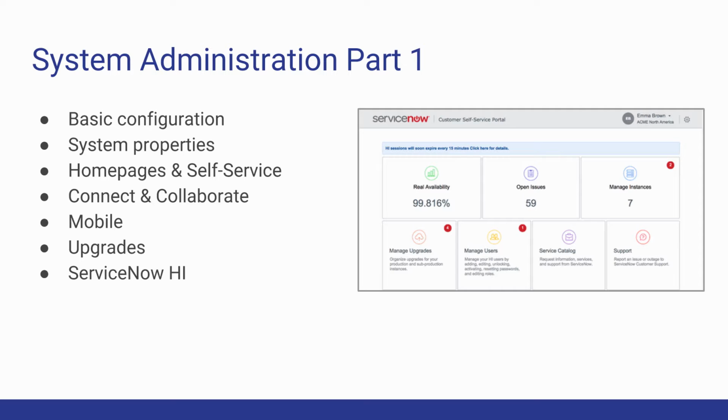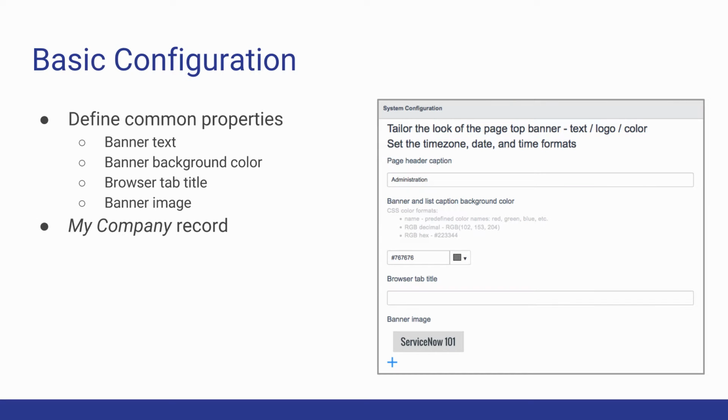We'll start by discussing ServiceNow's basic configuration module. This basic configuration page gives us the ability to change properties such as the header text in the banner frame, the banner background color, the browser tab title, the banner image, and a number of other options. You can also access some of this information through the My Company module.